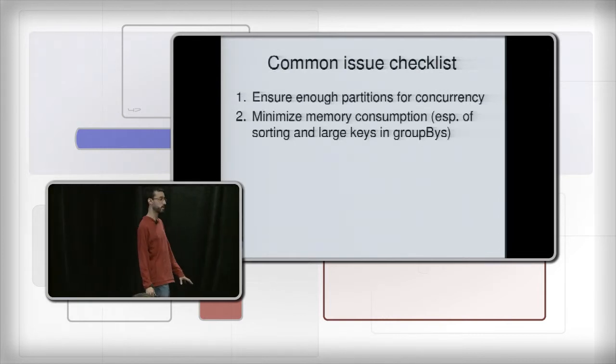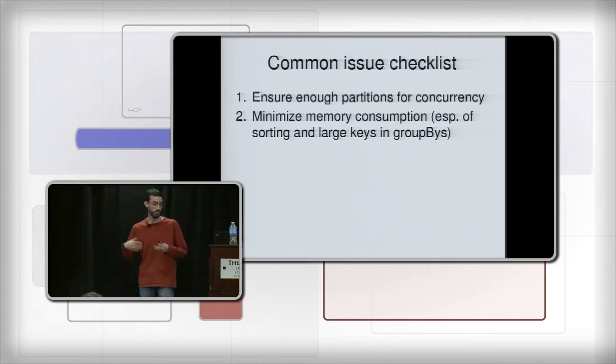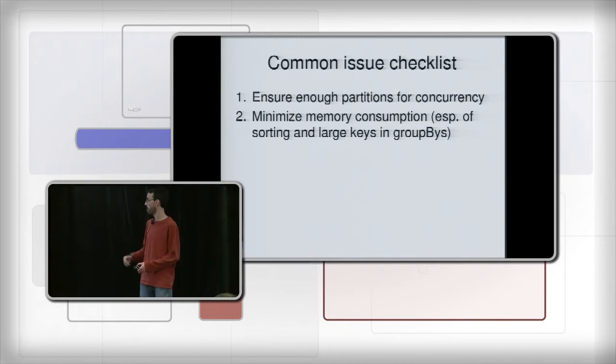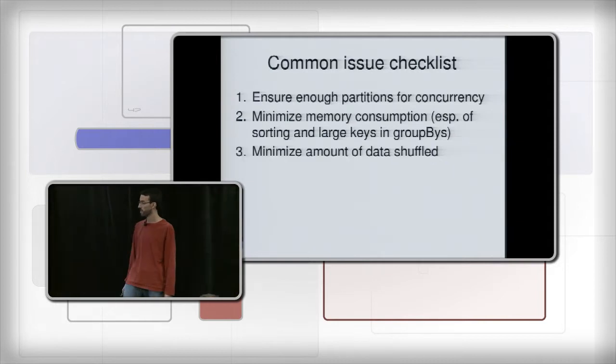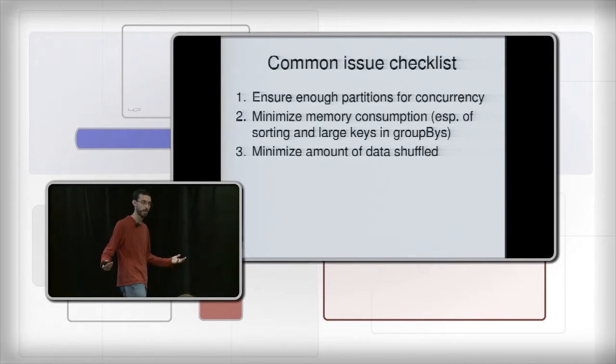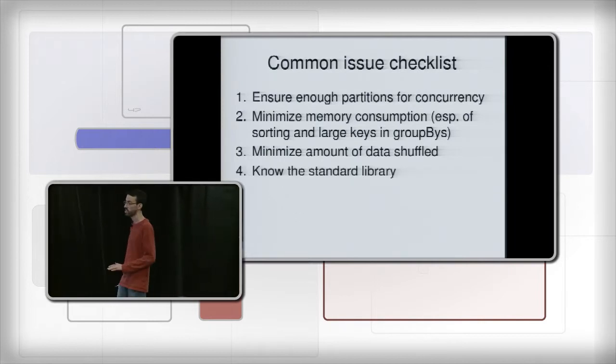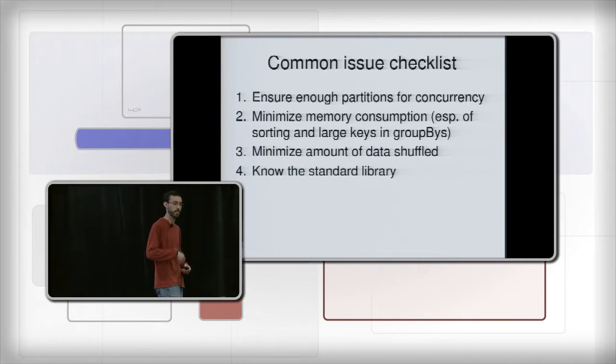Minimize memory consumption. So in the case of sorting, large keys and group bys, remember we are bounded. These can use a lot of memory, and this can cause pressure, or potentially, in the worst case scenario, an out-of-memory error. Minimize the amount of data that you actually shuffle. In this case, we did a group by key with everything. That's pretty expensive. And this is actually kind of a funny one: just know the standard library. A lot of problems can be avoided if you just learn all of the functions in the library. It's not that big, and it gives you a sense of what you can do with the library so you use the right function in the right place.